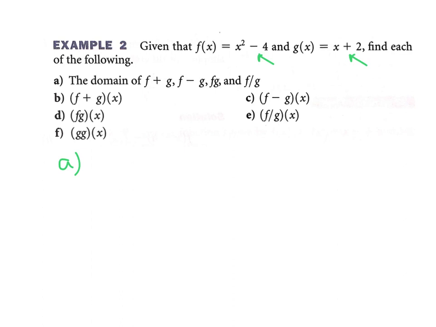So the domain for the first 3 is going to be negative infinity to positive infinity. That means all real numbers are good for this one, and this one. Now, the division one would look like this. If we were to set it up, it would say x squared minus 4 over x plus 2, which means that x cannot equal negative 2 because of making the denominator 0.